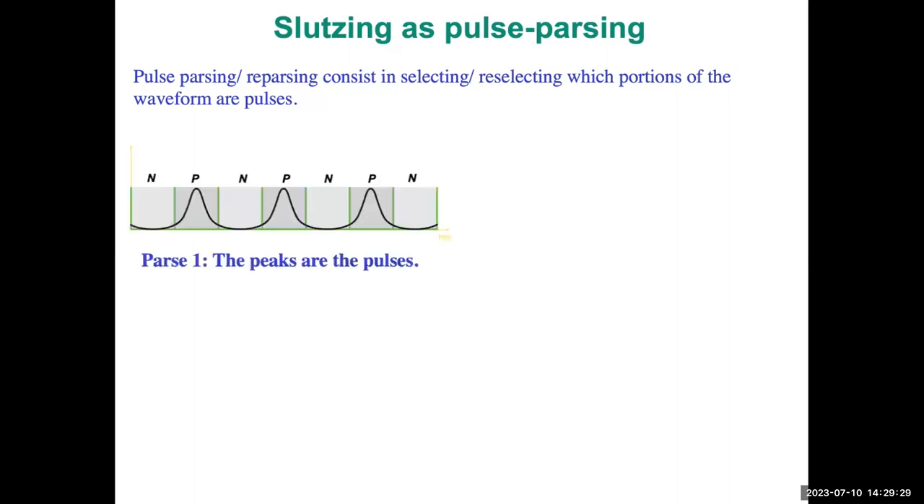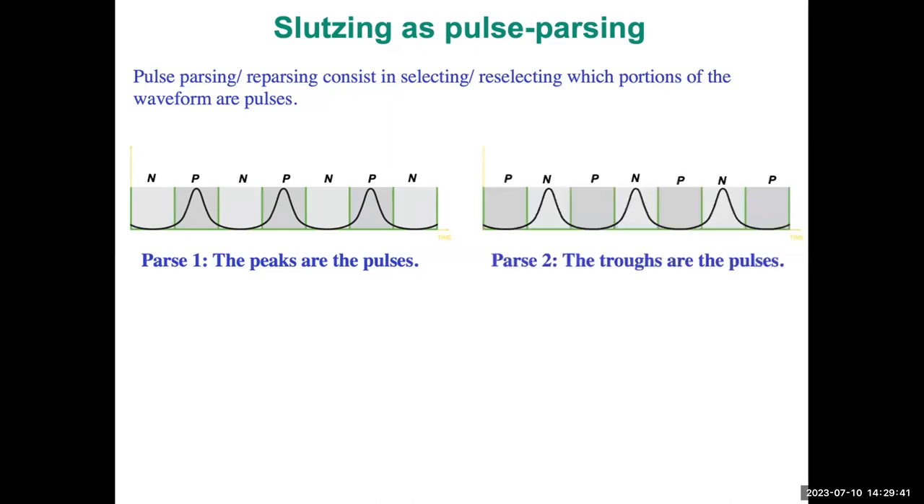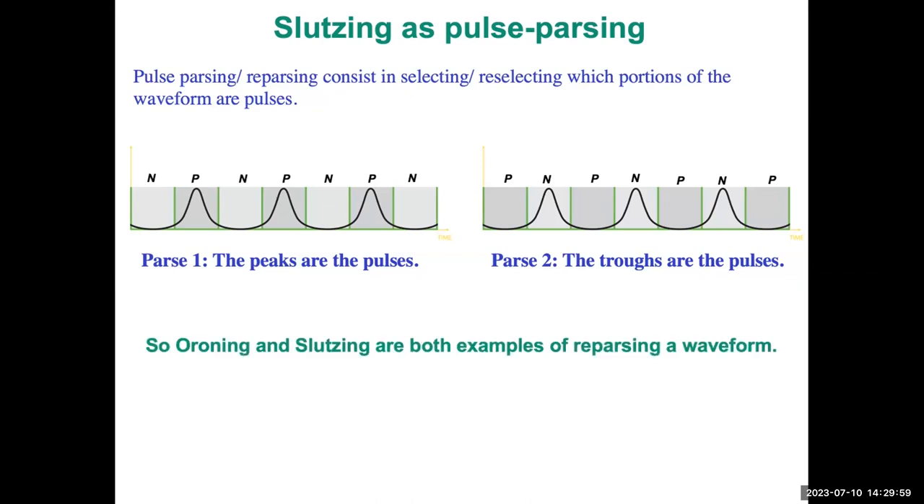So if you do one parse of your waveform, the peaks are the pulses. And so this is the pulse train you get out, N, P, N, and so on. But on another way of parsing the waveform, the troughs are the pulses. And so you get a completely different pulse train associated with the same waveform. And this is essentially slicing. The difference between these two parses is essentially the slice switcheroo. So Aronin and slicing are both examples of reparsing a waveform.